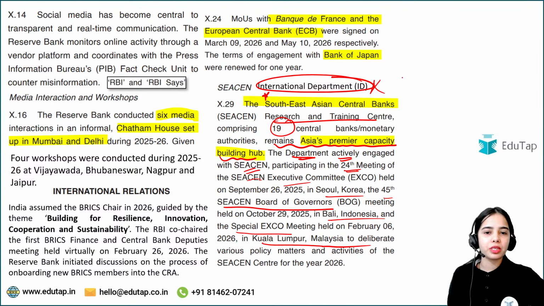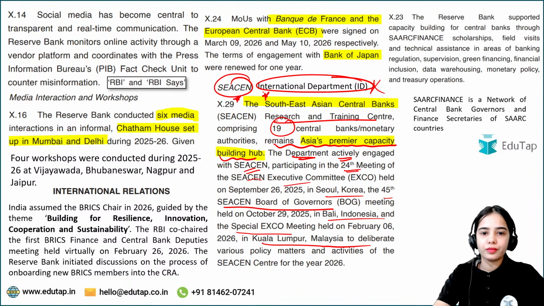Now, you don't have to remember this, just remember the full form of CSEN, because in the next slide also you will see an important point about CSEN. So, CSEN is the Southeast Asia Central Banks Research and Training Center. ठीक है?